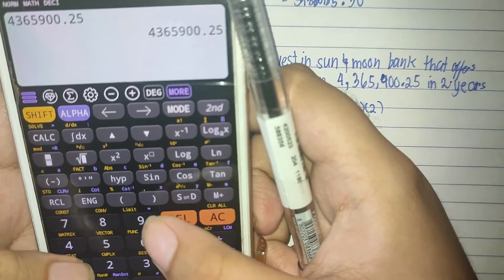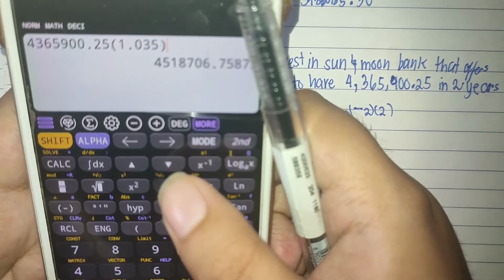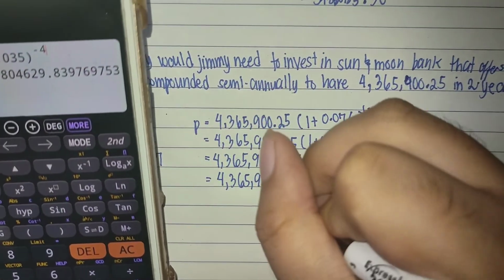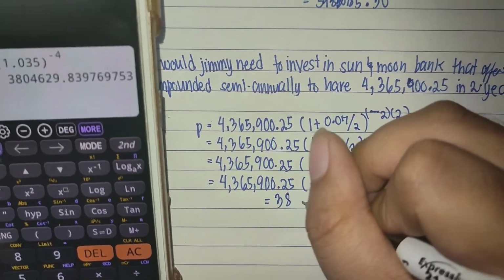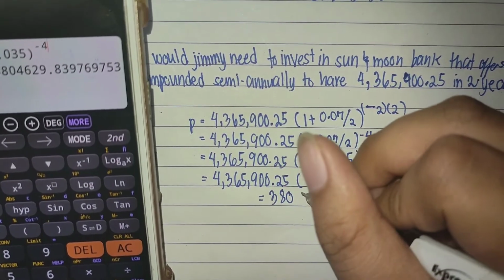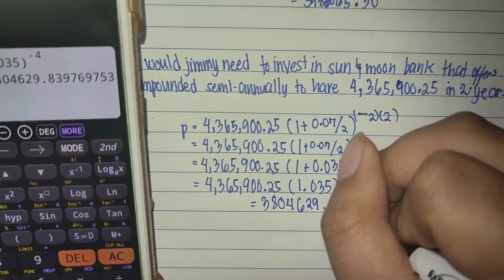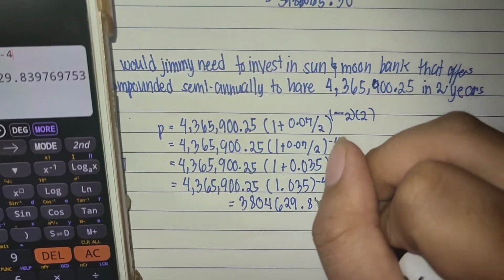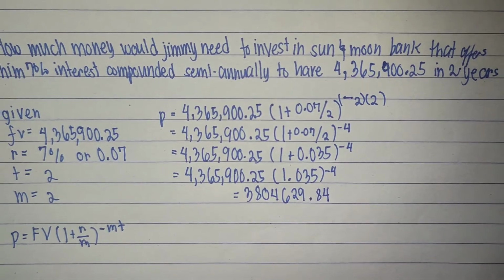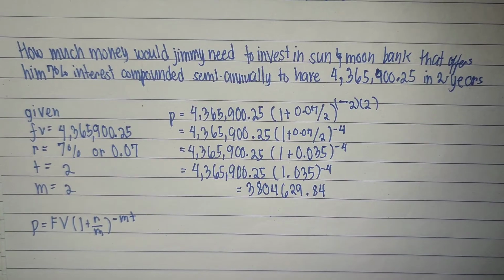4,365,900.25 times 1.035 raised to the power of negative 4. So, ito na siya. 3,804,629.84. So, ito yung kailangan na i-invest ni Jimmy para makakuha siya ng 4,365,900.25 in 2 years.